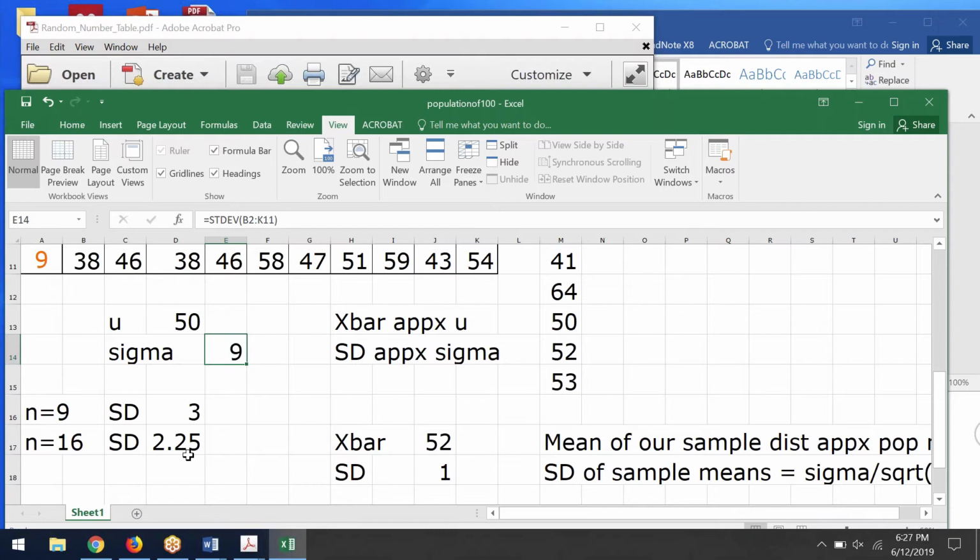Are we okay with that? Do I need to do another one? Would it help if I do another one? Is that a yes, no? Okay, we're okay with that? Okay. So what about if I had a sample size of 25?